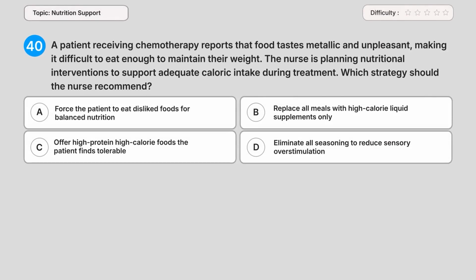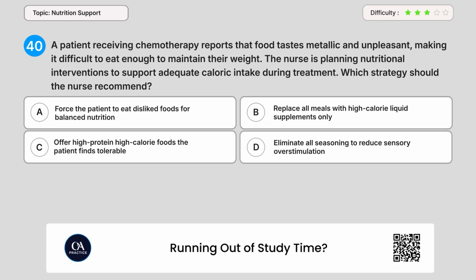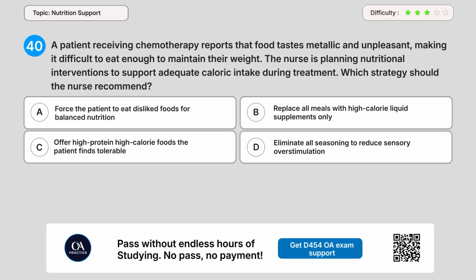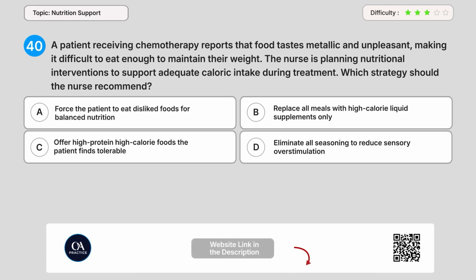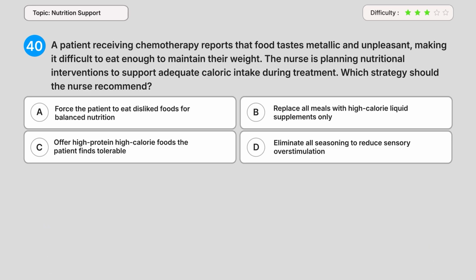40. A patient receiving chemotherapy reports that food tastes metallic and unpleasant, making it difficult to eat enough to maintain their weight. The nurse is planning nutritional interventions to support adequate caloric intake during treatment. Which strategy should the nurse recommend? A. Force the patient to eat disliked foods for balanced nutrition. B. Replace all meals with high-calorie liquid supplements only. C. Offer high-protein, high-calorie foods the patient finds tolerable. D. Eliminate all seasoning to reduce sensory overstimulation.